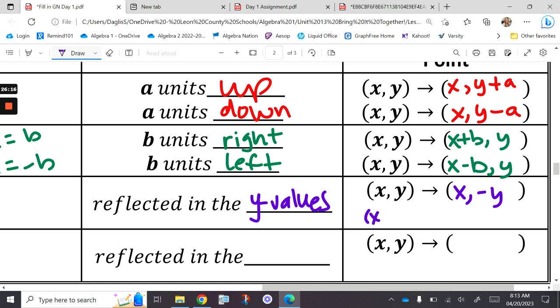So if your y started off as, what, -2? -2 would make it a +2. Does that make sense? So that negative means opposite. Good.